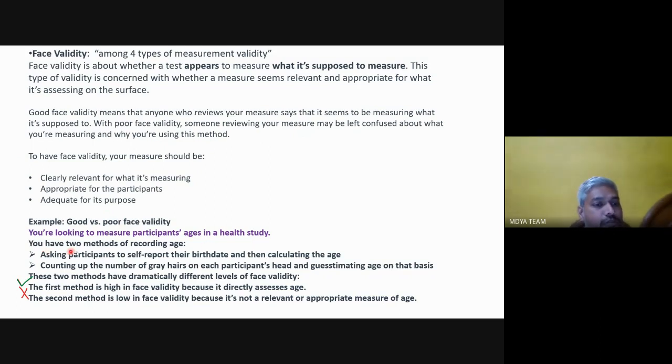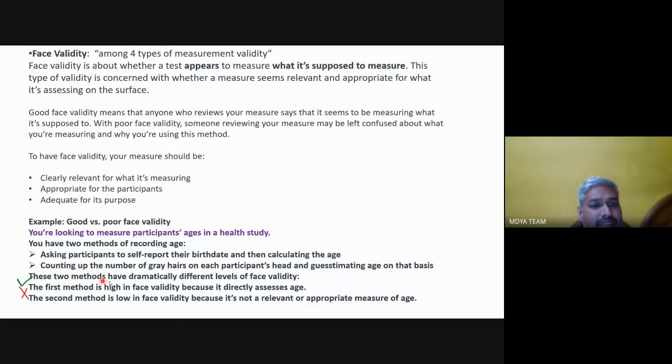So you have two methods of recording age. One is asking participants to self-report their birth date, and then calculating the age. So you are asking a participant to give their birth date in a particular report, and then you are calculating the age. In the second method, you are counting up the number of gray hairs on each participant's head and guesstimating age on that basis.